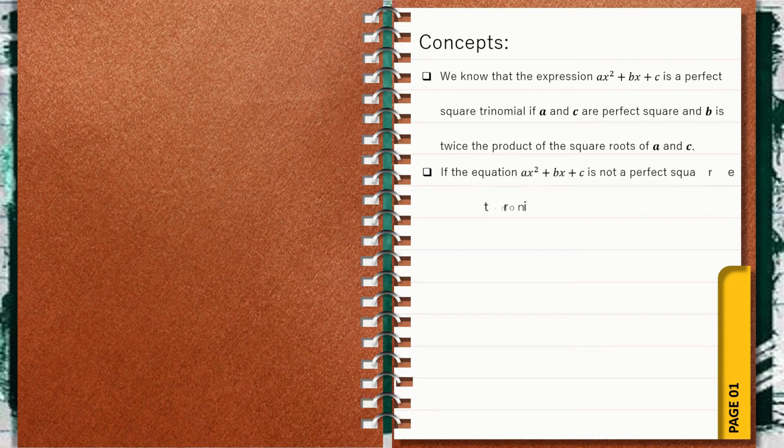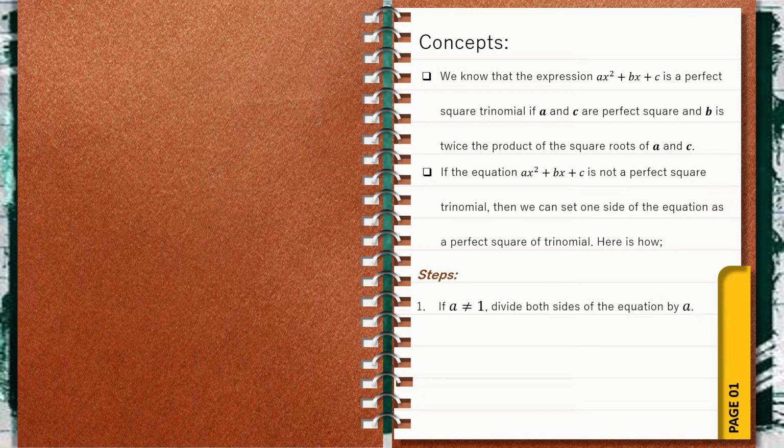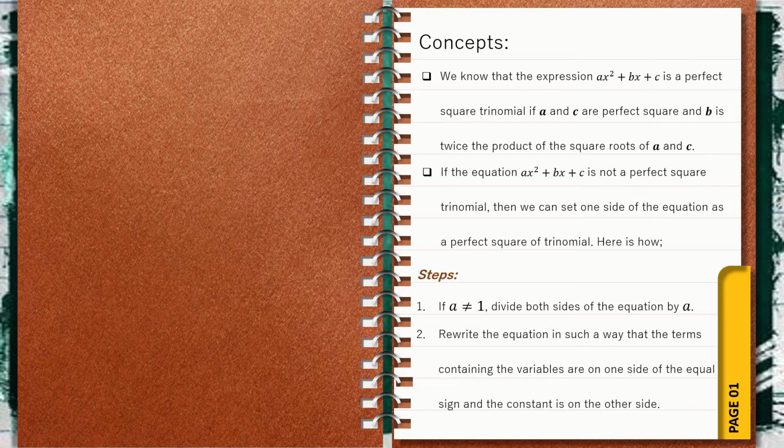If the expression ax squared plus bx plus c is not a perfect square trinomial, then we can set one side of the equation as a perfect square trinomial. Here is how. Step 1. If a is not equal to 1, divide both sides of the equation by a. Step 2. Write the equation in such a way that the terms containing the variables are on one side of the equal sign and the constant is on the other side. Later, I will discuss step number 2 and step number 1.